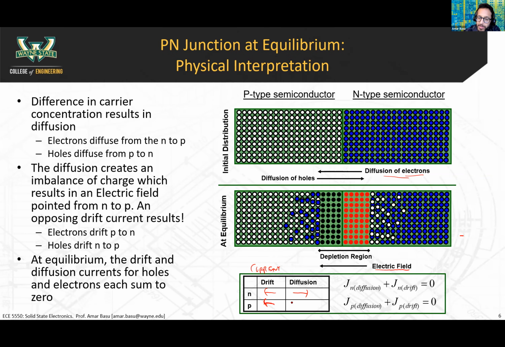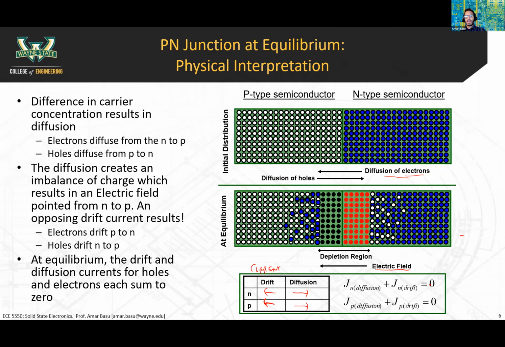I'll just fill this one in real quick. The diffusion currents, the holes are diffusing from P type to N type, so they're going from left to right. The corresponding current is also left to right. Just like before, you have drift currents to the left, diffusion currents going towards the right, and they are equal and opposite each other. They add up to 0 at equilibrium.